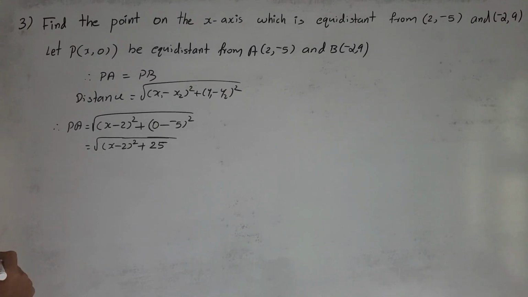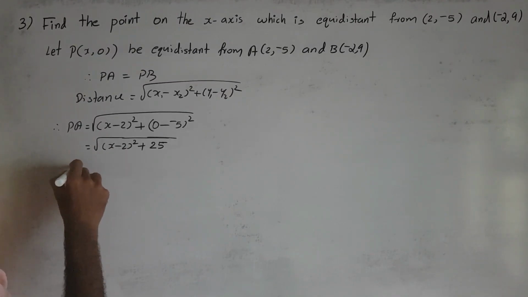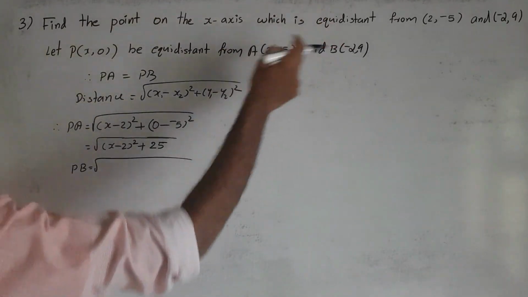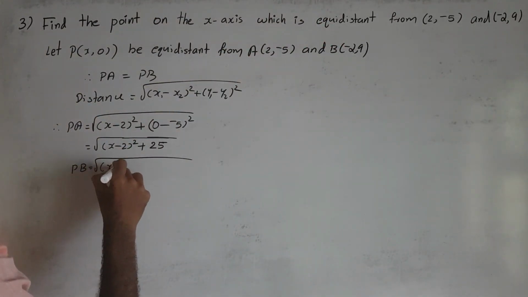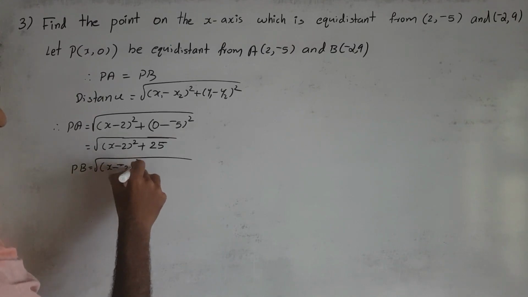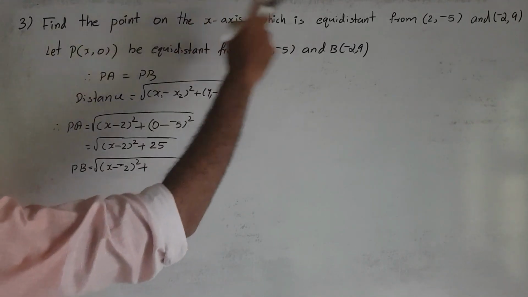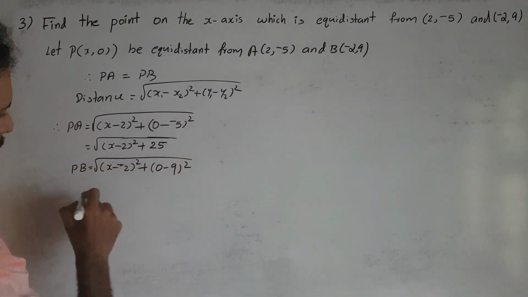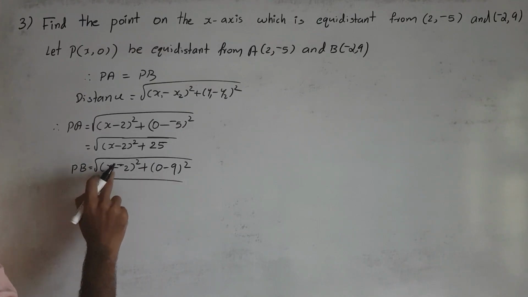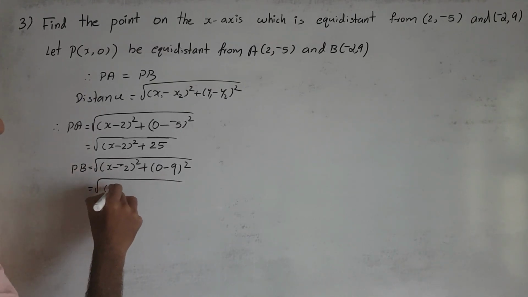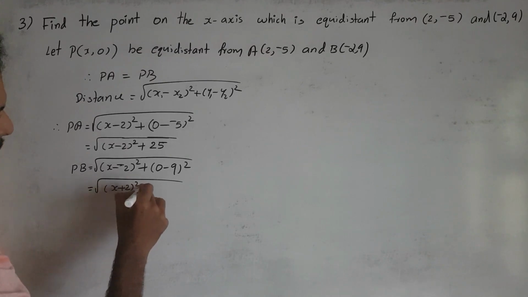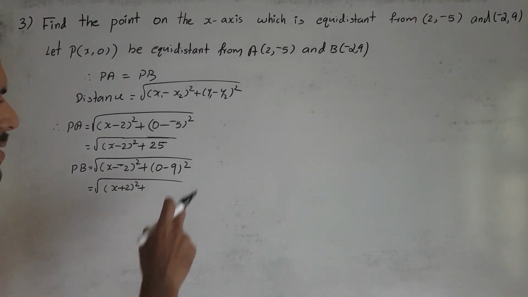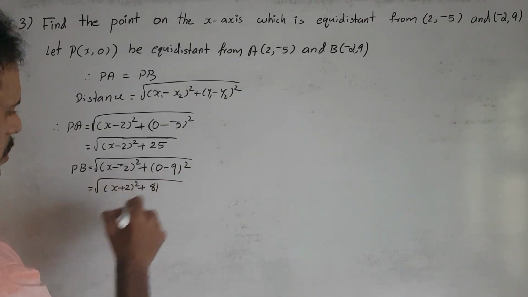Okay, so we keep going here. The next, PB is equal to root of (x minus (minus 2)) whole square plus (0 minus 9) whole square, which is root of (x plus 2) whole square plus (0 minus 9) whole square. 0 minus 9 is minus 9, and minus 9 square is equal to 81.